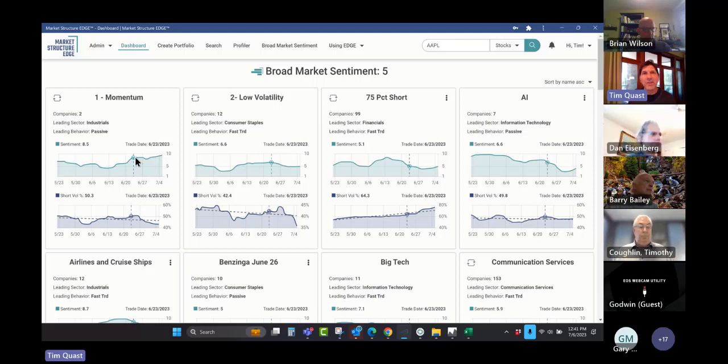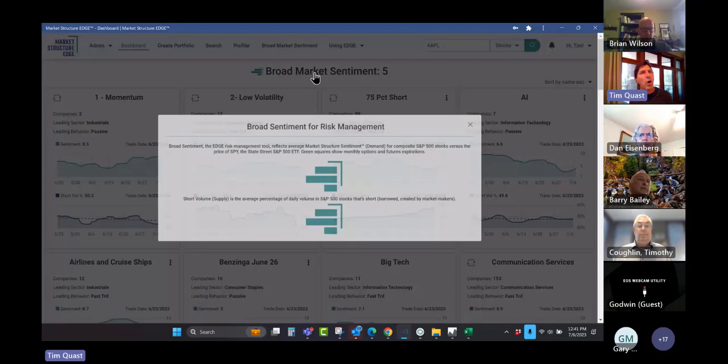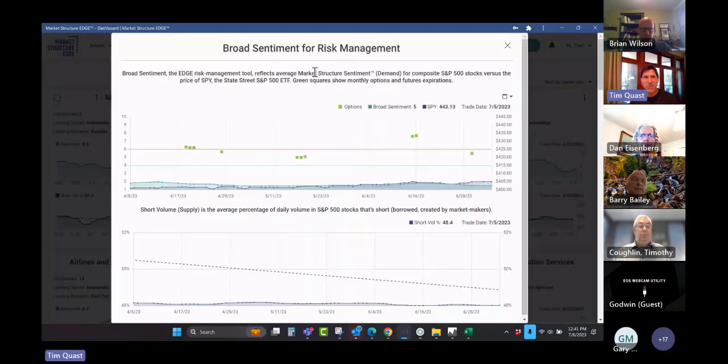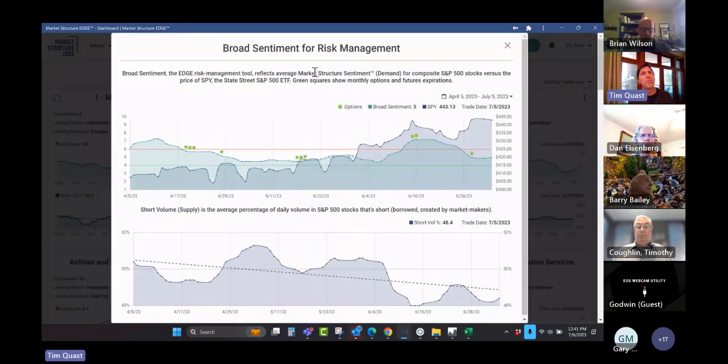So is the market at an inflection point, and how might you know? At the top of your dashboard, broad sentiment is the risk management tool. And it's going to meter the same thing, buying and selling in the S&P 500 stocks. That's what this green thing is doing. The price metric here is SPY. This is for those of you who are new. And here is supply, short volume in the S&P 500. Notice that much like Apple, demand's been pretty good and supply has been declining. Well, what does that tend to do to the market?